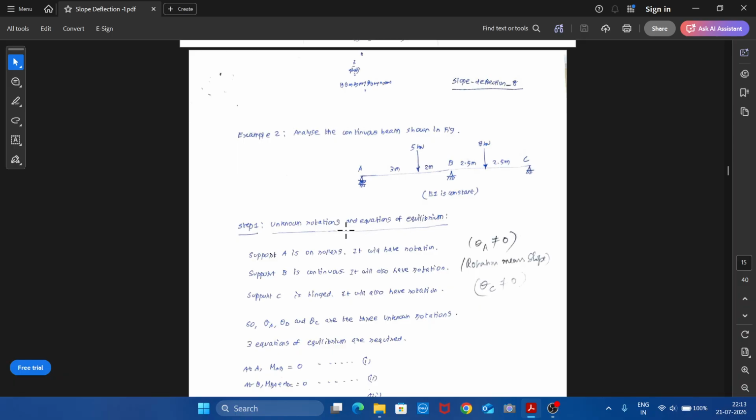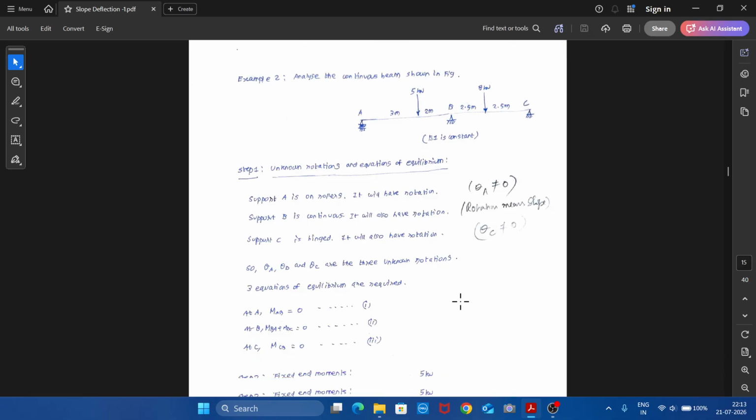For this, the thumb rule is we need to see whether there are any fixed supports. Support A is on rollers, B is continuous and C is freely supported. There is no fixed support. So here we'll have theta A, here theta B and here theta C. So theta A, theta B and theta C are the three unknown rotations. When we have three unknowns, we need three equations of equilibrium.